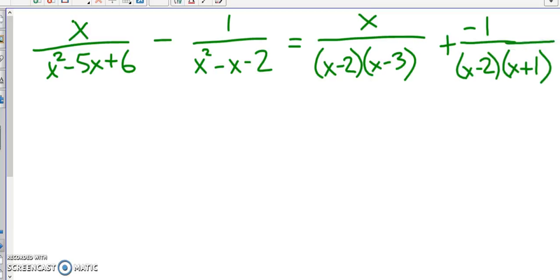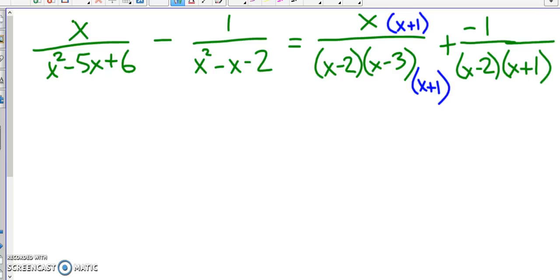So we can observe here that both of these have an x minus 2 in them. So that's going to be part of my common denominator. But this one has an x minus 3, and this one has an x plus 1. So if I look at this first fraction, it's got the x minus 2, it's got the x minus 3, but it doesn't have this x plus 1. So what I would need to do is multiply top and bottom by x plus 1. That way we can have the denominators both be the same.